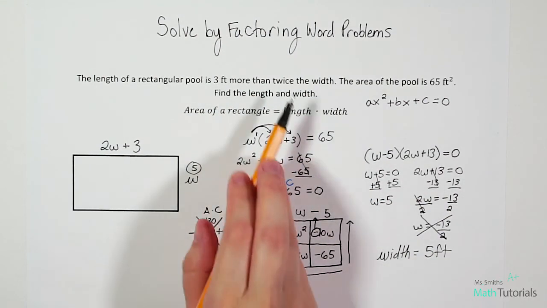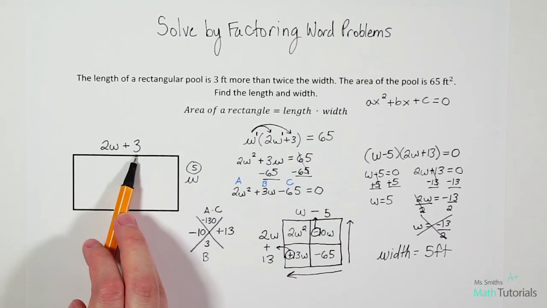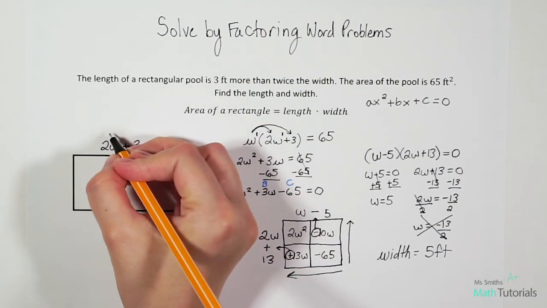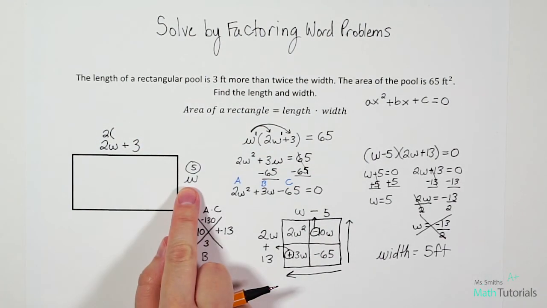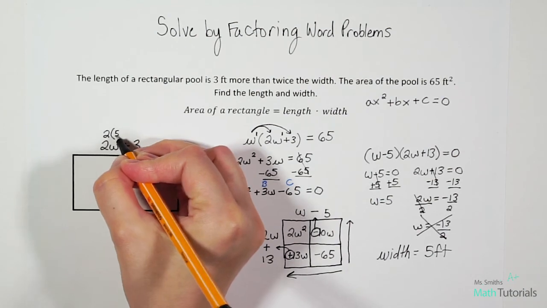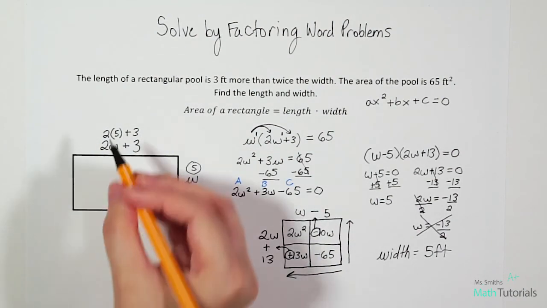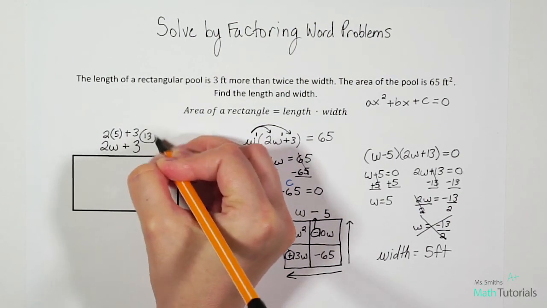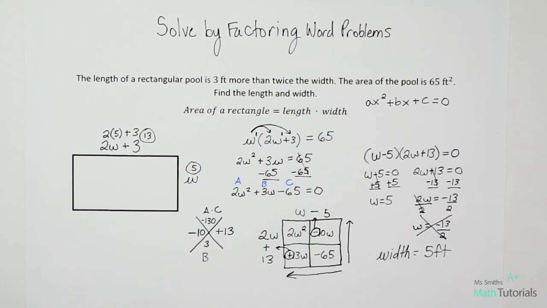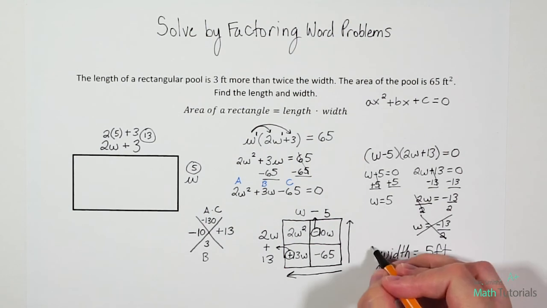But they also wanted to know length. So in order to find length, I just go back to this original setup, and I remember that this is 2 times the width, and we know the width now is 5, so 2 times 5 plus 3. Now 2 times 5 is 10, 10 plus 3 is 13. So now we know the length too. The length of this pool is 13 feet.